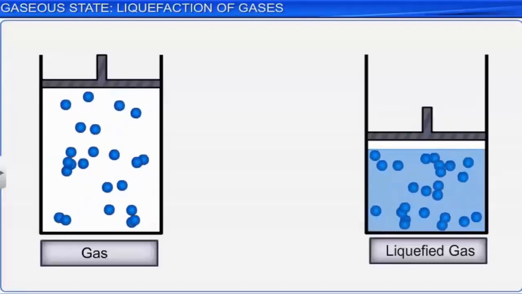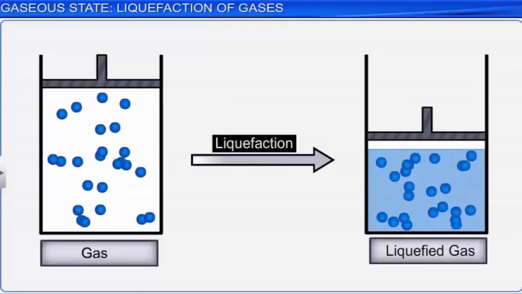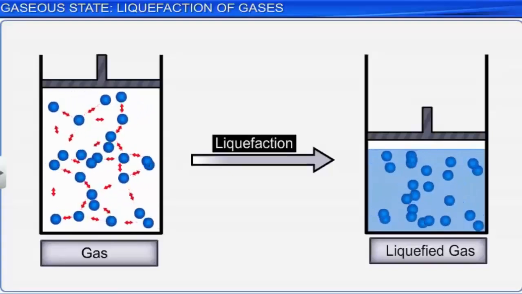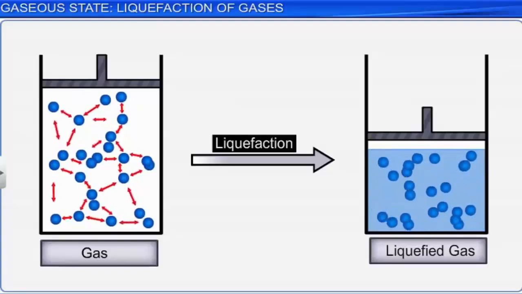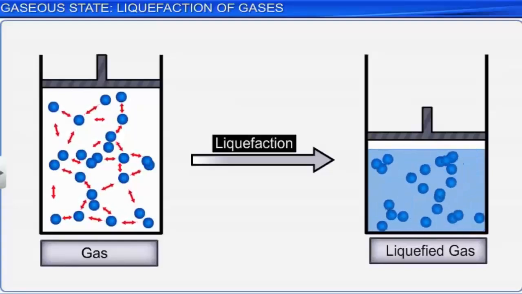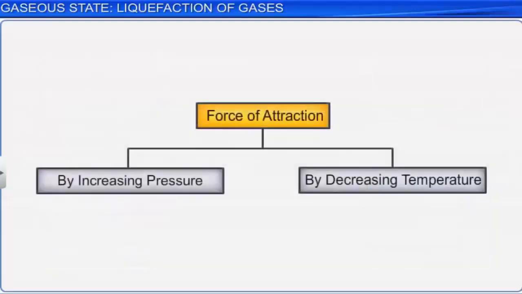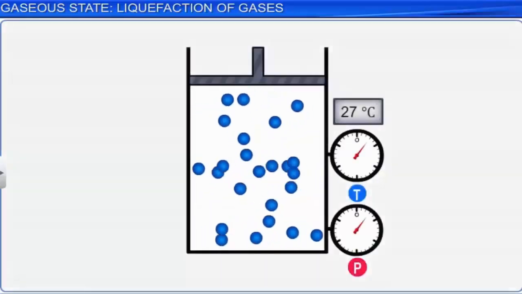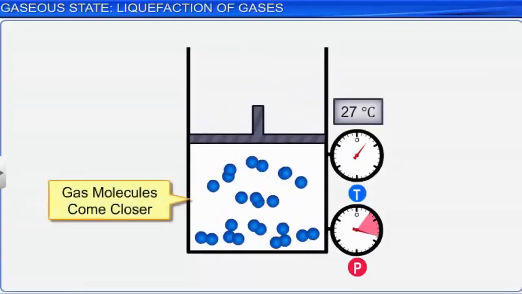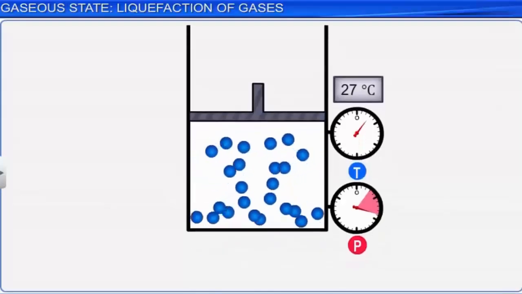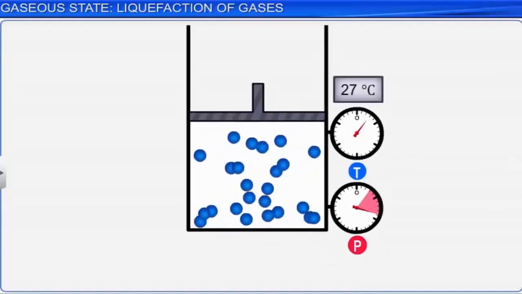A gas can be converted into a liquid through a process called liquefaction. Liquefaction of a gas can occur only when the intermolecular force of attraction between the gas molecules is increased. So, how do we increase the force of attraction? It can be increased in two ways. The first method involves an increase in pressure of the gas at room temperature. When we increase the pressure, the gas molecules come closer to each other. This results in an increase in the intermolecular forces of attraction between the molecules, which leads to the liquefaction of gases.